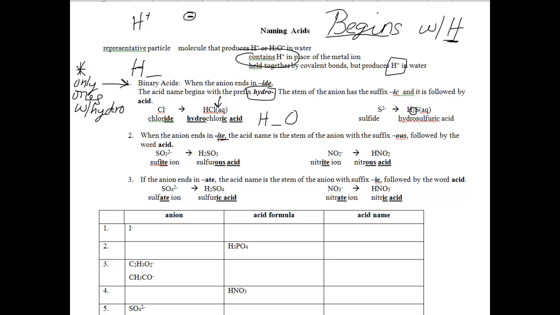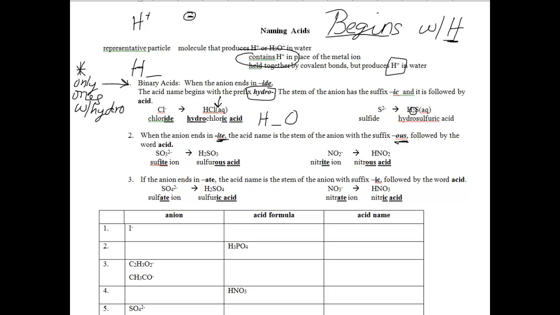So look what we have. If it ends in an ite, we turn it to an OUS acid. So sulfite becomes sulfurous acid. How do I know I had two hydrogens with it? Because I had a charge of -2. That's how I have my two hydrogens. Nitrite becomes nitrous acid. -1, one hydrogen to balance it out.